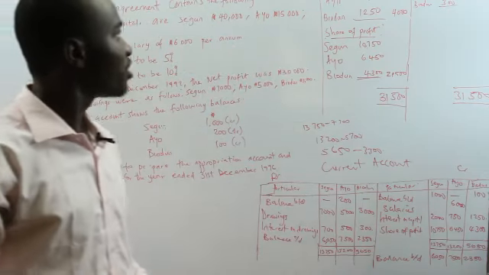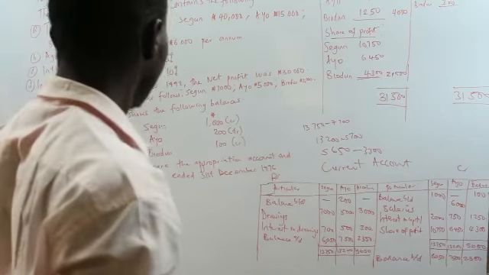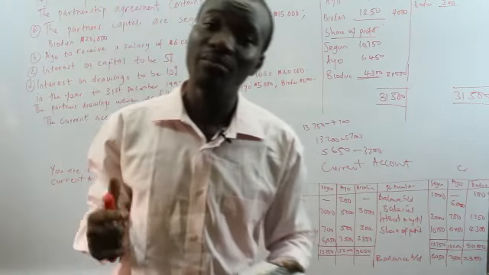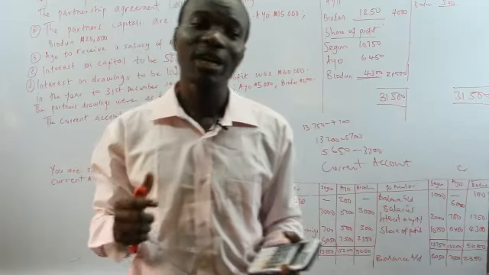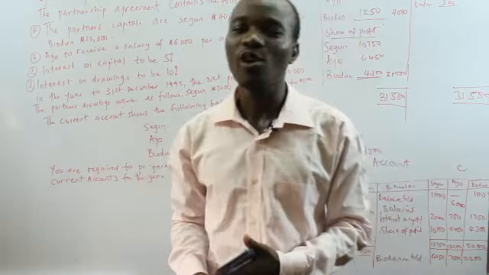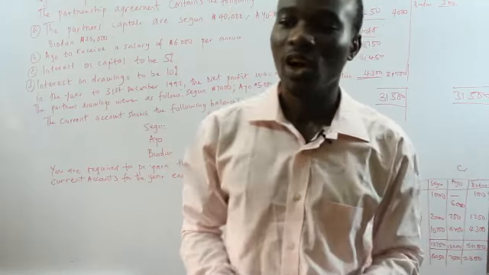So interesting, we have our appropriation account, and we can take on more illustrations. Alright, we'll be able to prepare the trading account and profit and loss account. We'll be able to prepare the appropriation account of the partnership. We'll be able to prepare the current account, and also we'll be able to prepare the balance sheet of the partners.